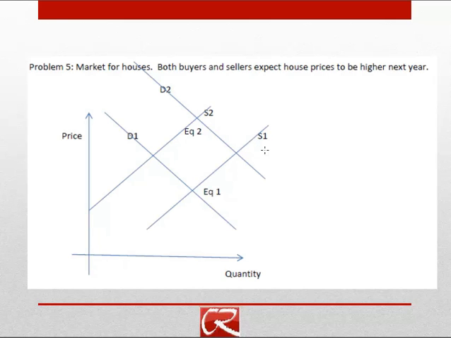On the other hand, sellers, if they expect house prices to be higher next year, that makes it less appealing to sell this year because they might like to hang on and sell next year for a higher price. So sellers actually experience a decrease in the amount they're willing to sell, or a leftward shift in the supply curve. So we started here at equilibrium 1 at the intersection of S1 and D1, and then we end up here at equilibrium 2 at the intersection of S2 and D2.